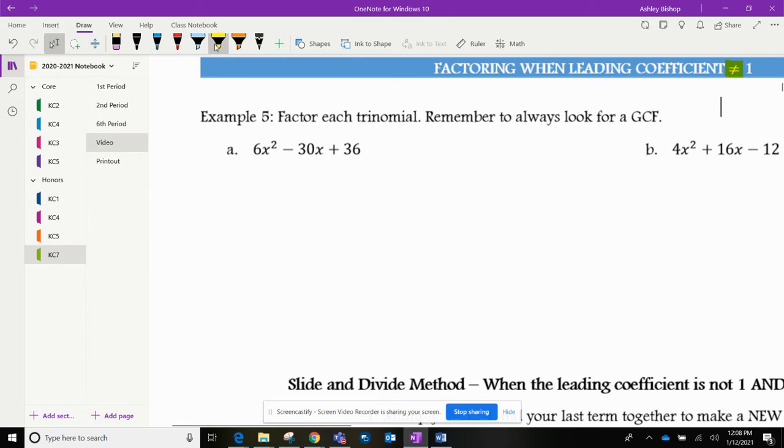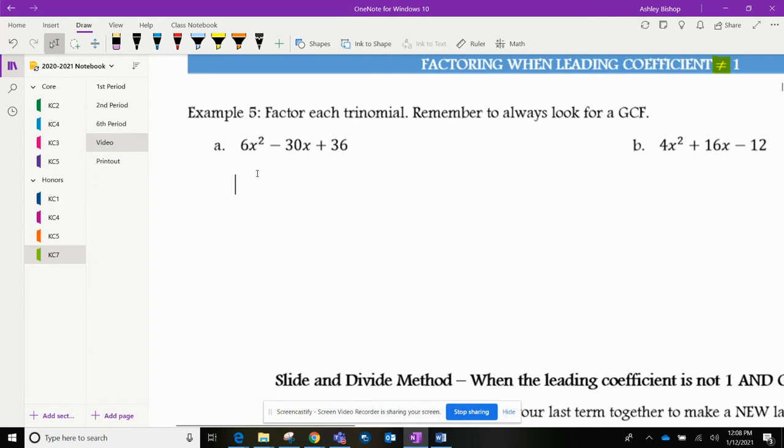For instance, I do not have a 1 in front of this x squared. I have a 6. So I need to figure out how to factor when this happens. Your goal is to try to get rid of the number in front of the x squared. Sometimes it'll happen, sometimes it won't, but I'm going to teach you a couple tricks in order for that to be successful. This says factor each trinomial. Remember to always look for a greatest common factor.